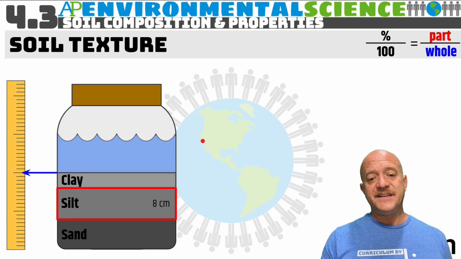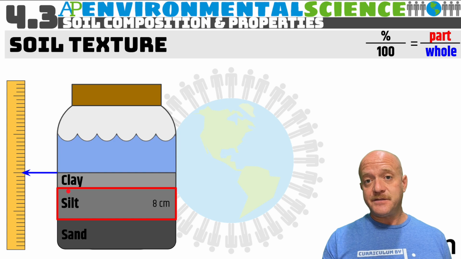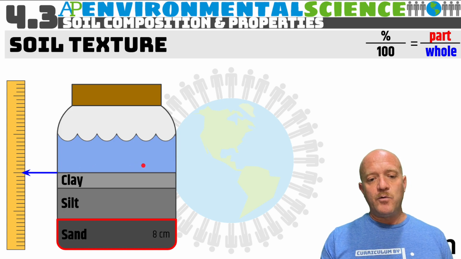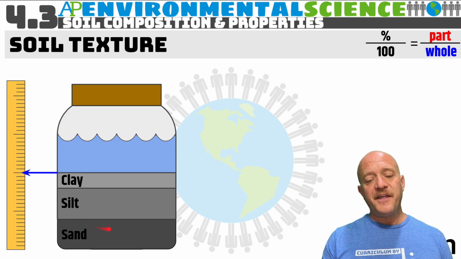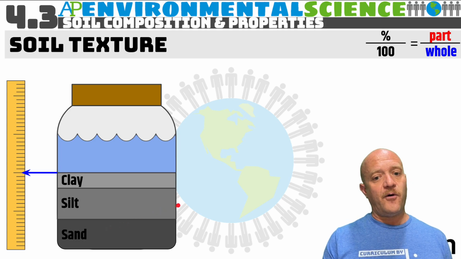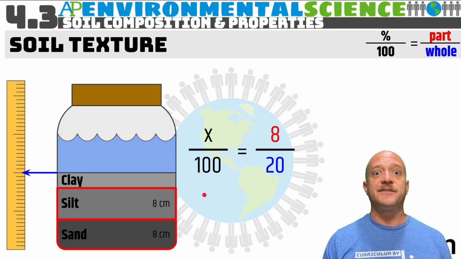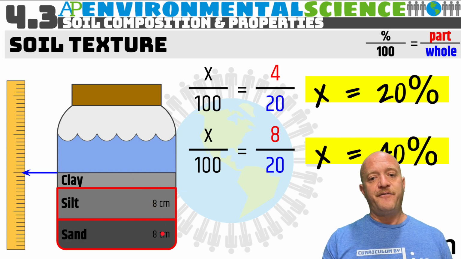Now the next one, the silt, is 8 centimeters, and it's not 8 centimeters from the bottom. We're literally measuring from here to here. That is 8 centimeters. The entire volume was 20 again, so that won't change. And if you notice, the sand has the same height in this sample as well. So for both of them, 8 is the part, and the whole is 20. You would set it up like this. Since 8 is twice as much as 4, you can predict it's going to be 40%. So we have 20, 40, and 40.